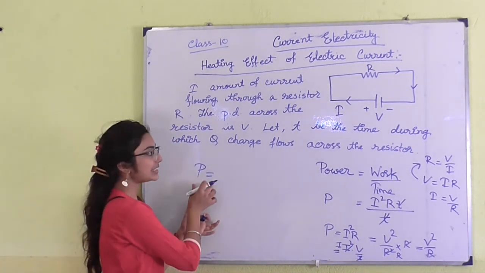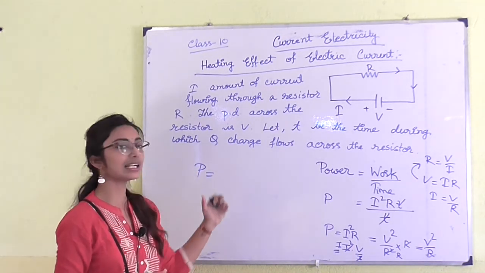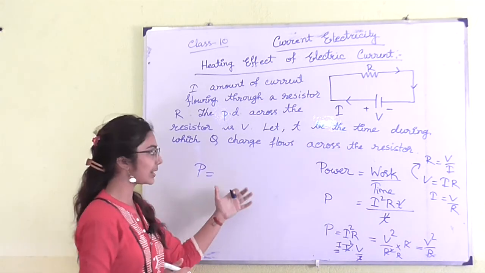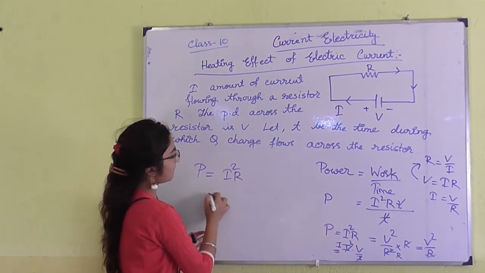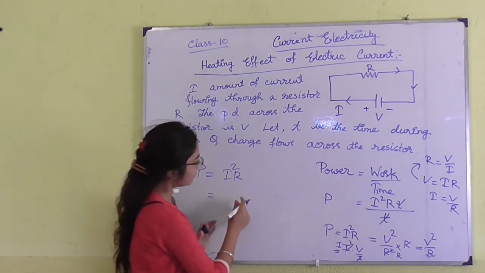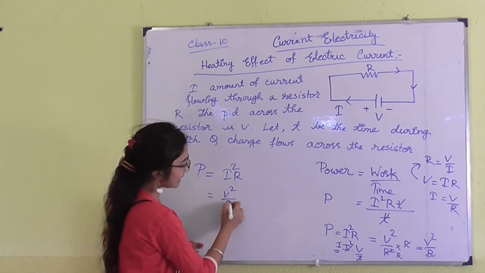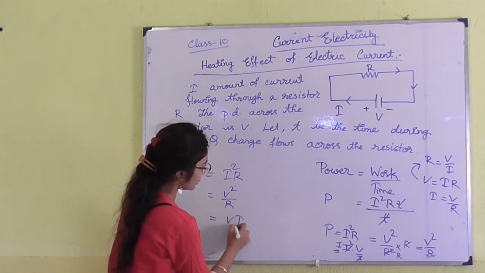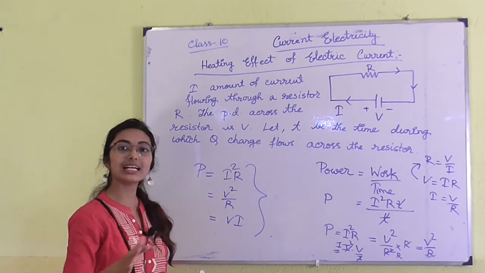Power, electrical power is the work done per unit time. So electrical energy is calculated by Joule's law, that is heat energy I square RT. So P is basically I square R. P is again, if I replace R by V by I, then we will get V square by R. Again P is equal to VI also. So these three relations are very important for numerical problems.